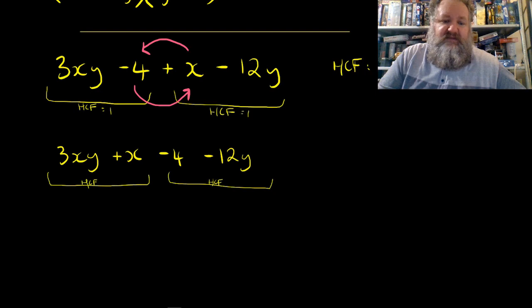I'm going to have a look to see if there are any highest common factors in those groups. Let's have a look at the first one. Oh, I'll go back to my yellow. My highest common factor will be an x, and my highest common factor over here will be -4.